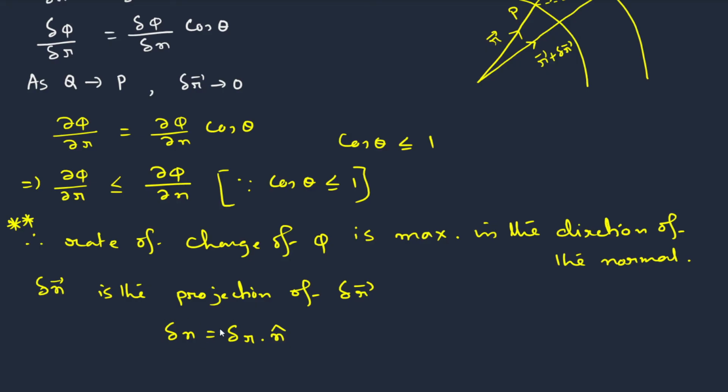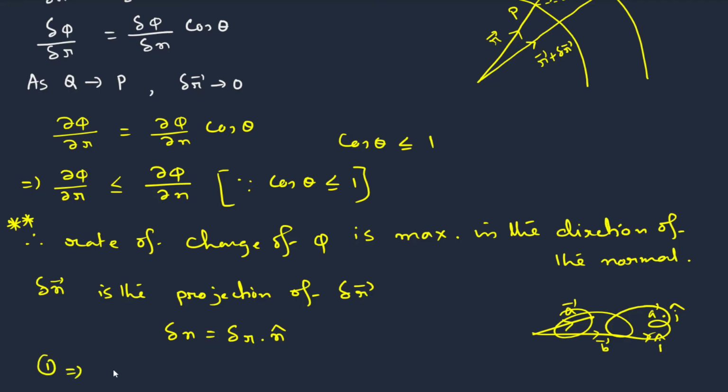Delta n is the projection of delta r bar. So how will you write it? Suppose this is a bar and this is b bar. So the projection of a bar on b bar, how will you write it? It will be a bar dot, if in this direction the unit vector is suppose i cap, then it is like this. In the same way, delta n, or delta n bar, whatever you say, we can write delta r along which direction? N cap direction.